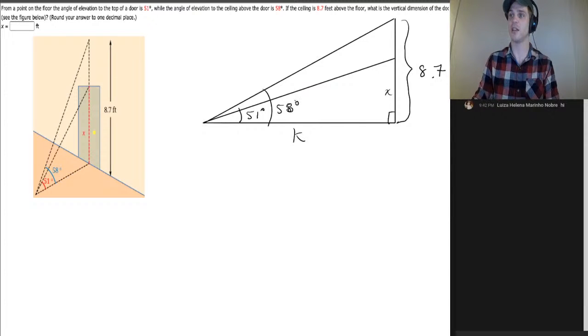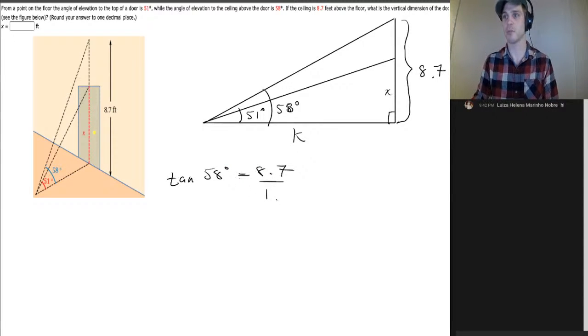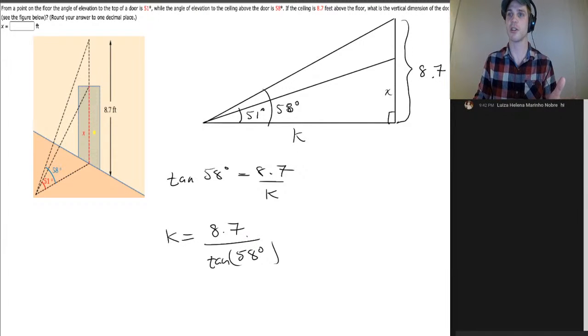So the 58 is opposite of the 8.7 and adjacent to the k. So that means we can use tangent. So the tangent of 58 degrees is equal to 8.7 over k. So I'll multiply both sides by k here and then divide by the tangent of 58. And I get k is equal to 8.7 divided by the tangent of 58 degrees. And you can plug this into your calculator.